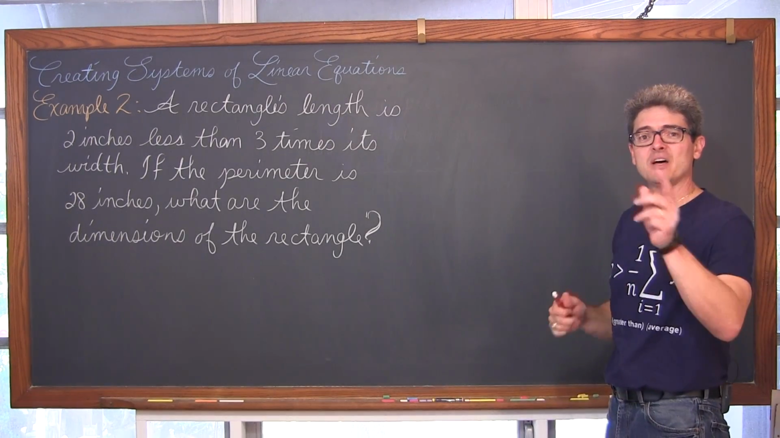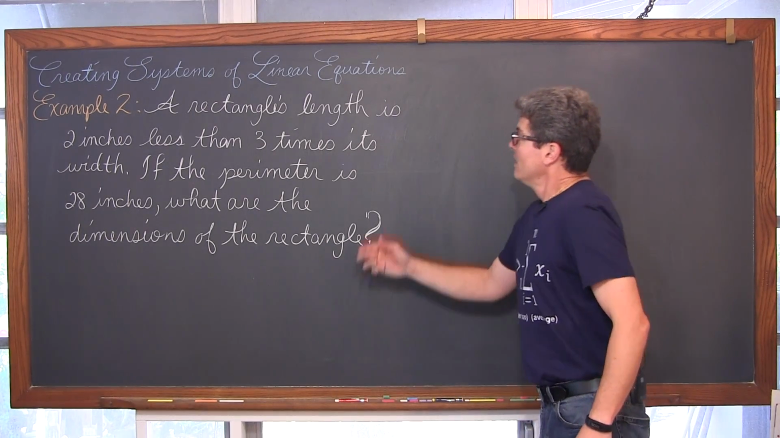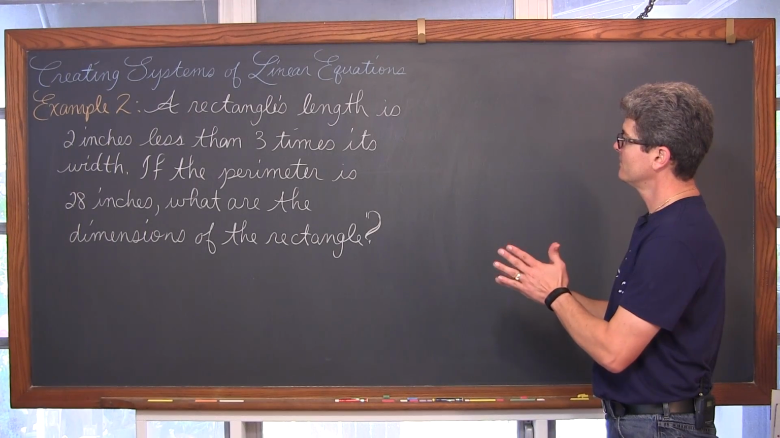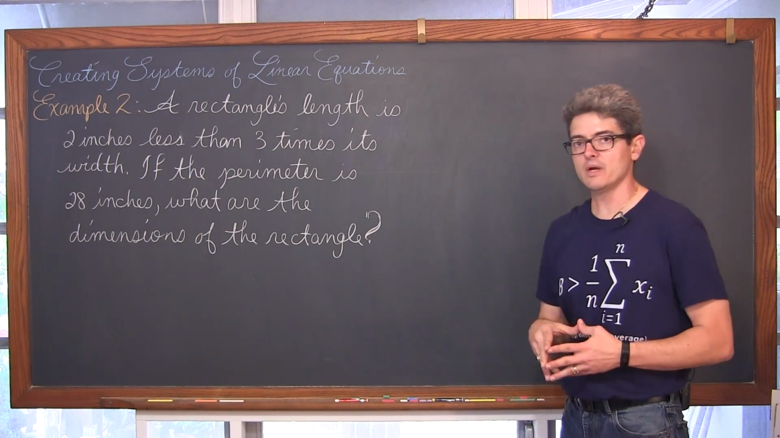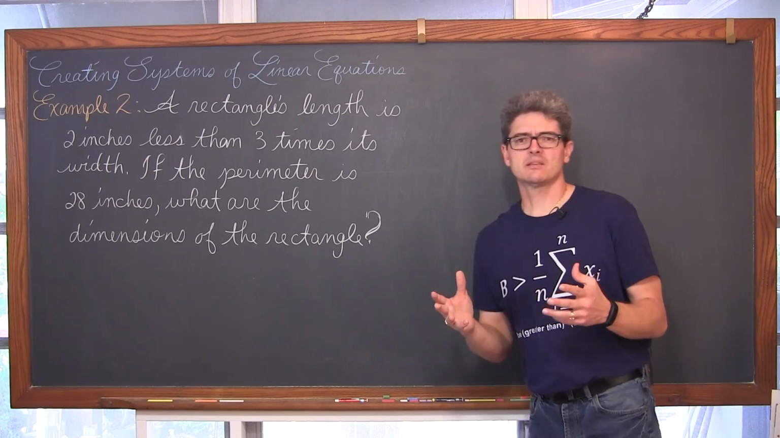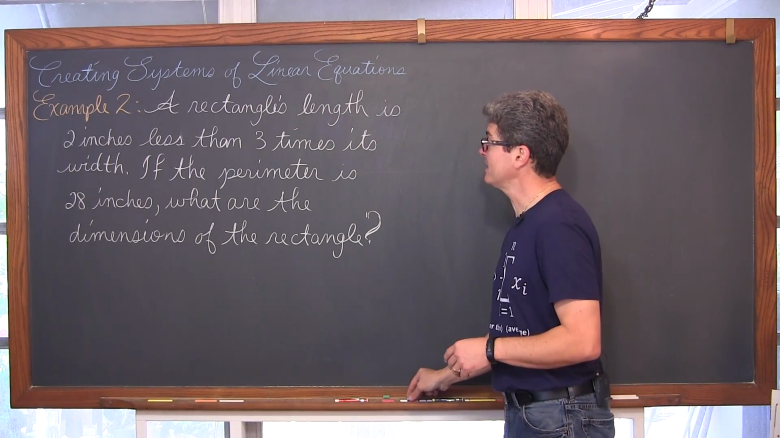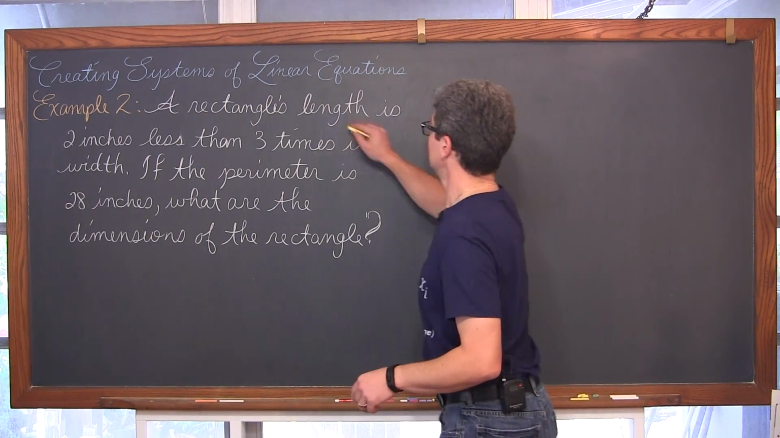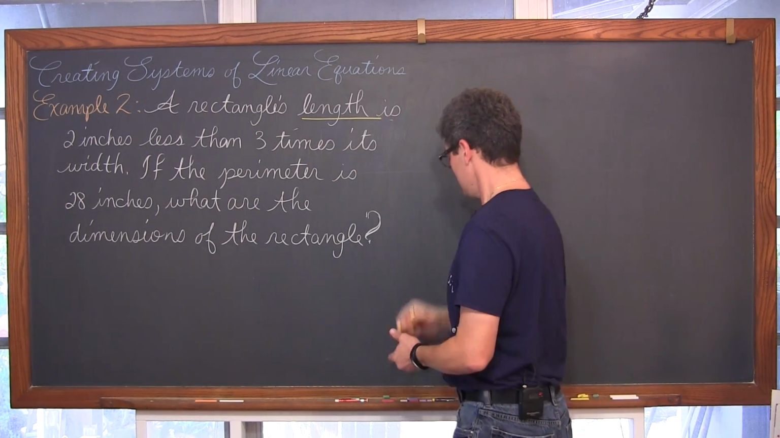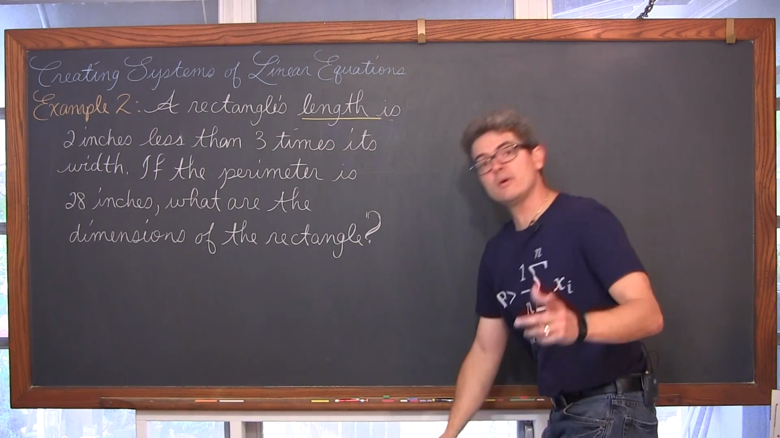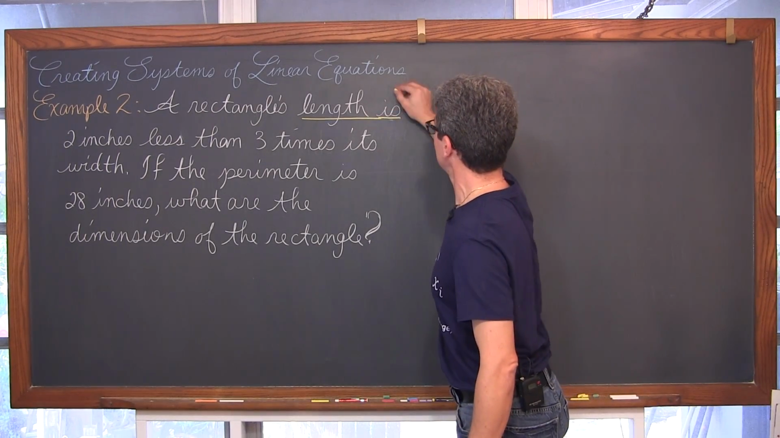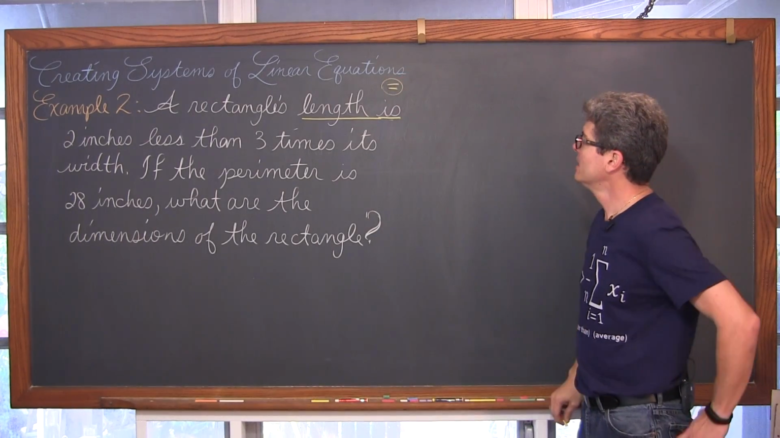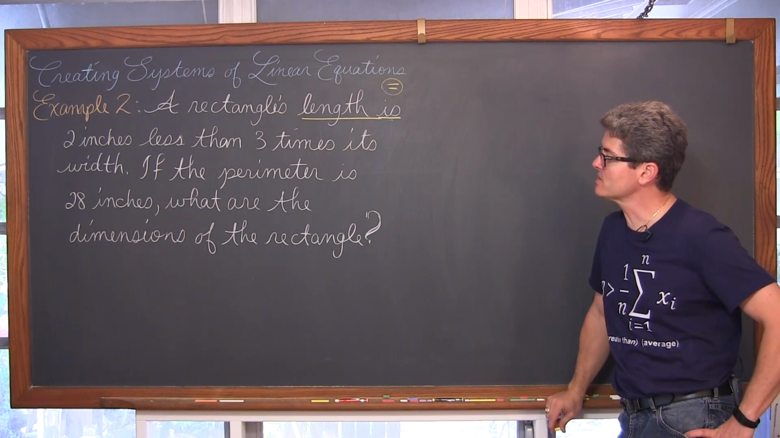So I hope you got it, and if not, let's figure it out. A rectangle's length is 2 inches less than 3 times its width. Okay, that seems like a sentence with a lot of math in it. Hopefully we can pull an equation out of there. We're clearly talking about length, and whenever you have the word "is" in a word problem, that almost always identifies an equal sign, and it's 2 inches less than 3 times its width.